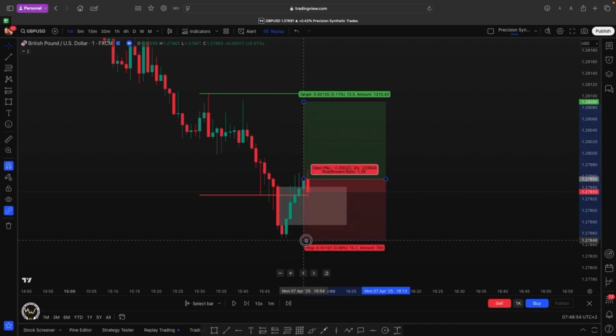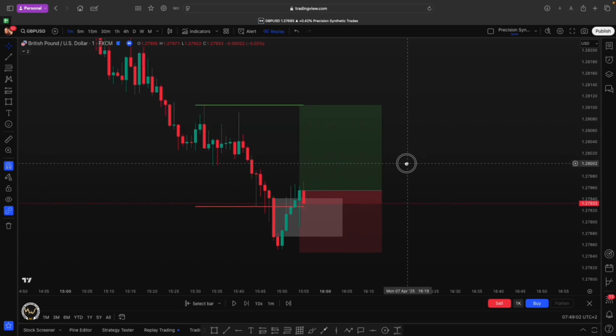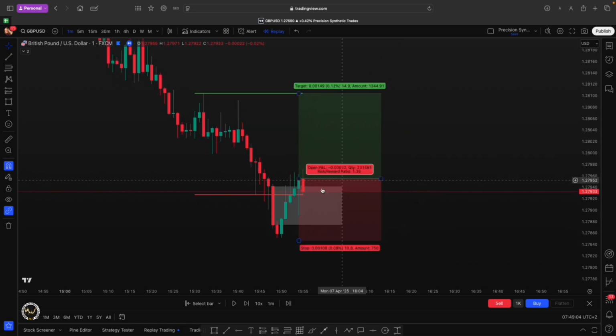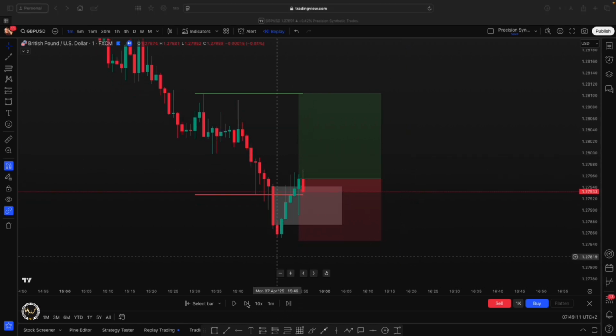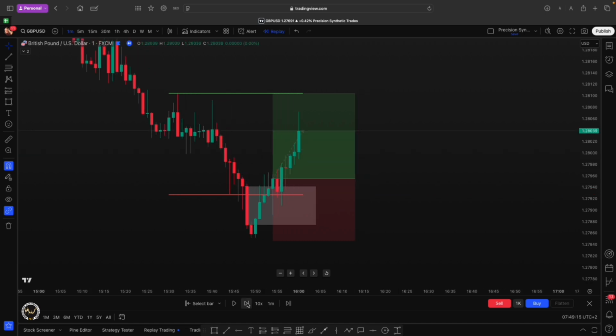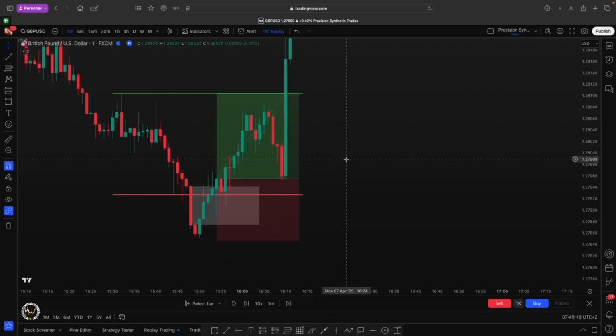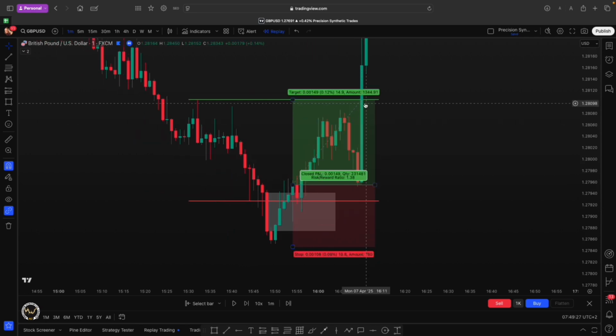You can put your stops below this low. If this risk to reward is not at least a 1-to-1, it's not worth taking the trade. So now we are in the trade and let's see what happens. As you can see, we traded from here to the top of the ORB and we took our profits.